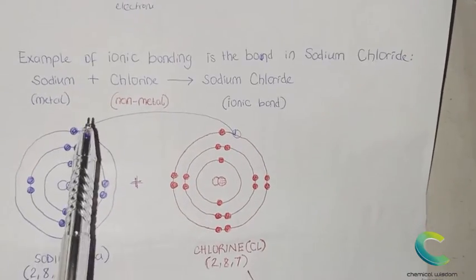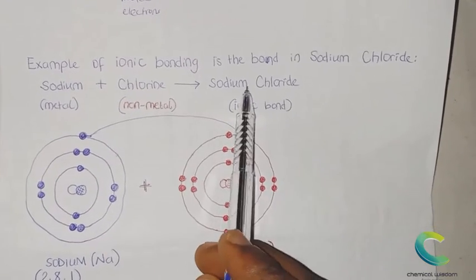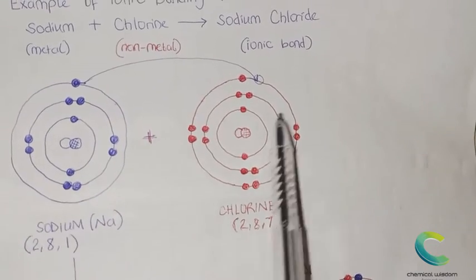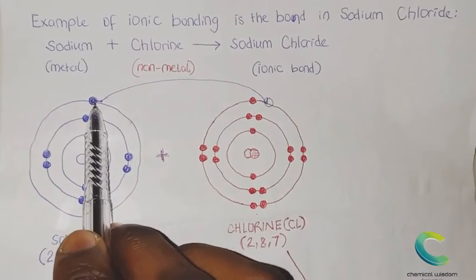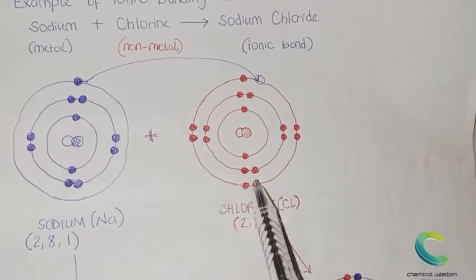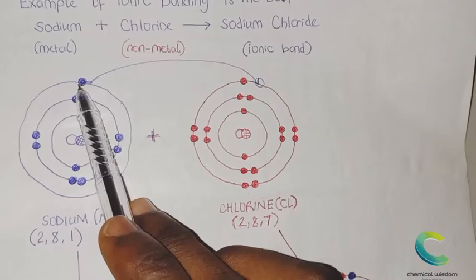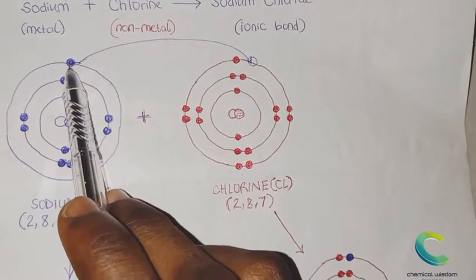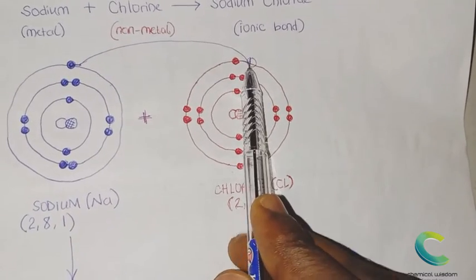If you look at this bond, it has a sodium atom and a chlorine atom coming together to form sodium chloride. This is the structure of a sodium atom and a chlorine atom. The sodium has only one valence electron, while the chlorine has 7: 1, 2, 3, 4, 5, 6, 7. Because the sodium is electropositive, like we discussed in the previous video, it will send out this single valence electron to the chlorine atom.